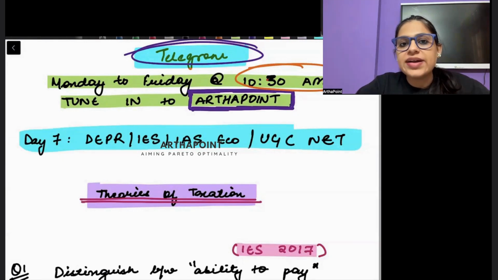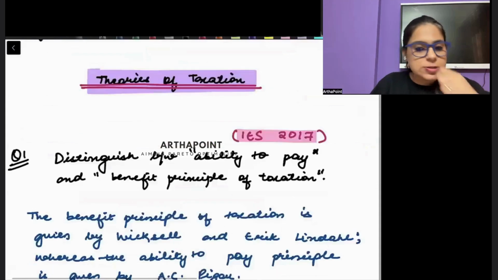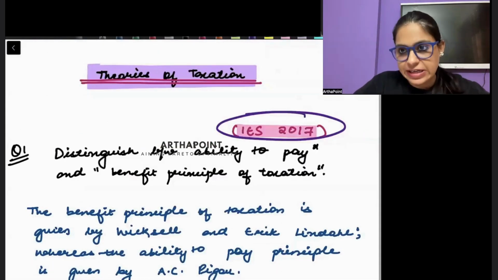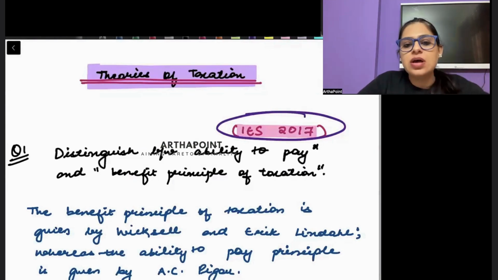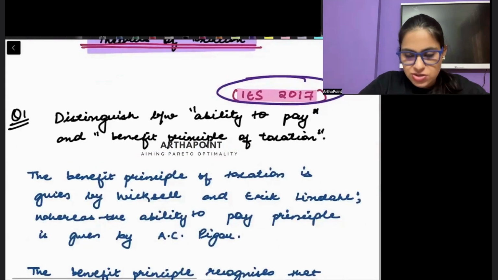Okay, so the topic that I have picked for today is basically theory of taxation. Let's look into the question. This is a question that came in the Indian Economic Service 2017 paper. So look into the question once: Distinguish between ability to pay and benefit principle of taxation.